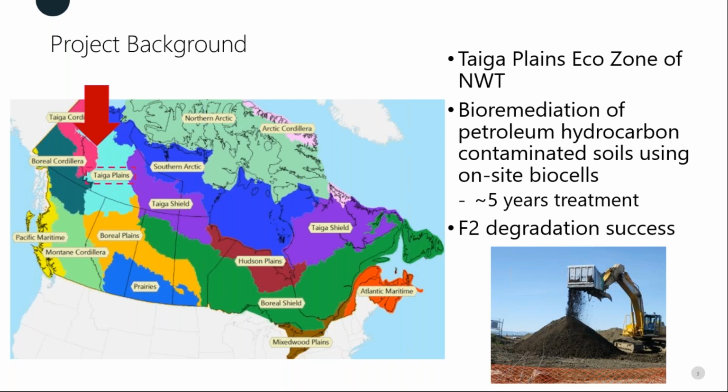The project started with a lot of bioremediation of petroleum hydrocarbon impacted soils on site. They were using biocells, and there were about 5 years of treatment, with different fertilizers and surfactants added, different kinds of treatment attempts. And there were some good stories up there. F2 was a degradation success. We saw F2 levels drop out.